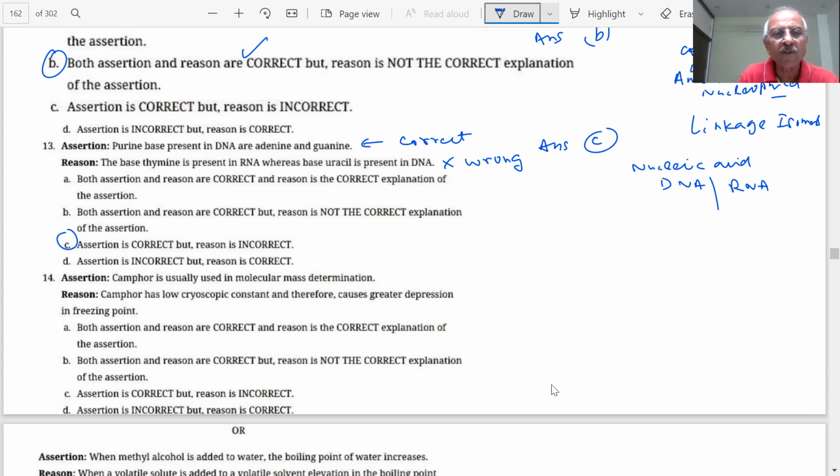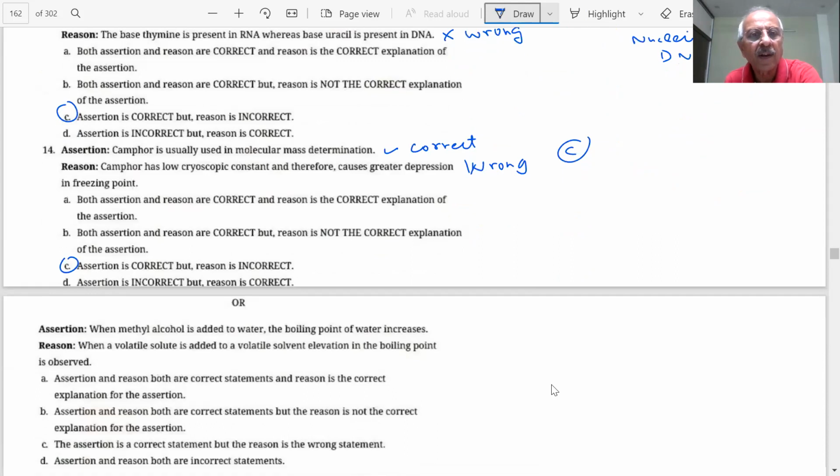Camphor has a low cryoscopic constant, therefore it causes a greater depression in freezing point. The first statement is correct. And what about the second statement, student? The second statement is wrong. So what will be the answer? Our answer will be A, B, C. Answer is C.